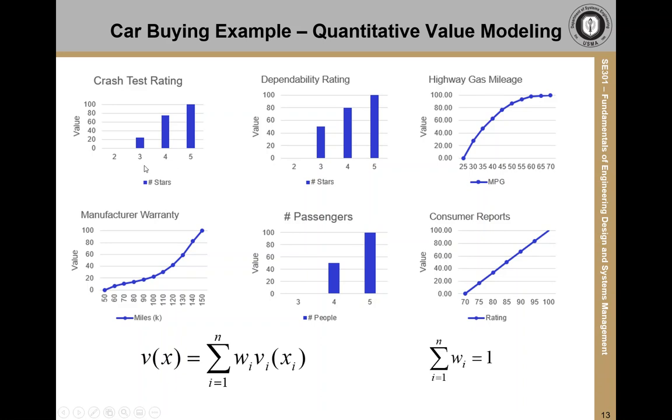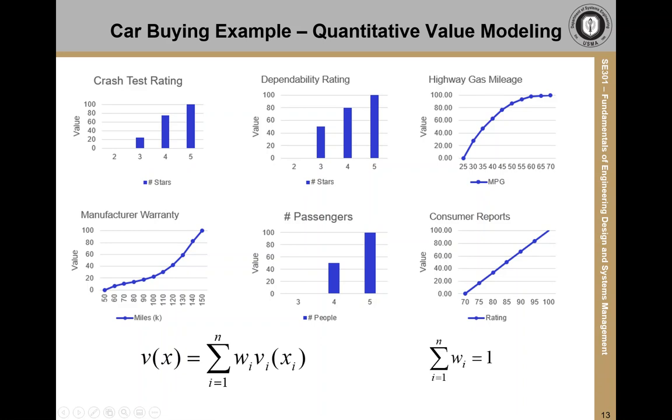All right, and also important to note is that in some instances, we have discrete measures, so we use a bar graph. For example, crash test ratings, you can only get a 2, a 3, a 4, or a 5. But for something like miles per gallon, we use a continuous function, since a vehicle can have any miles per gallon, even between 25 and 30. You could have 27.5 miles per gallon, which would be acceptable.